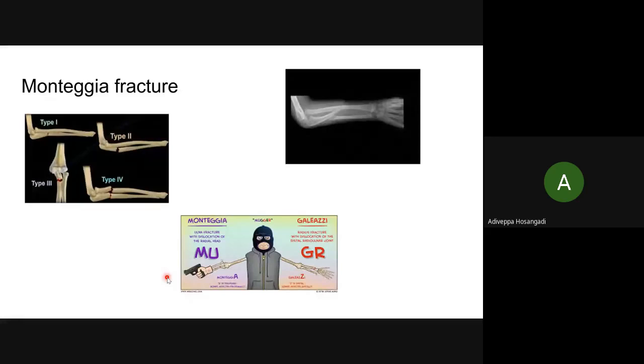Monteggia fracture is an ulnar fracture, proximal 1/3, with subluxation of the radial head or superior radioulnar joint subluxation. Opposite to this is Galeazzi fracture, distal third radius fracture with subluxation of the inferior radioulnar joint. So in both these fractures, the common thing is there is one fracture and one joint subluxation. Remember this. There is one fracture and it is a fracture dislocation or a fracture subluxation.